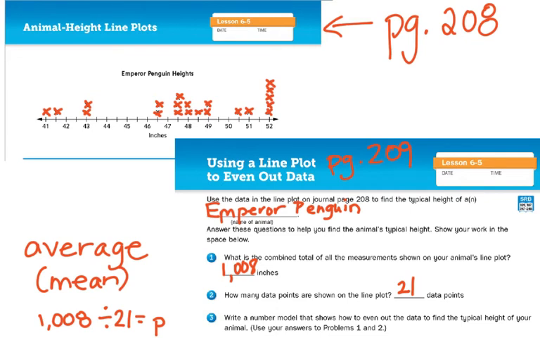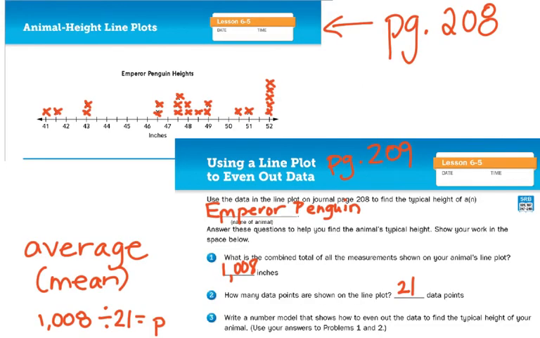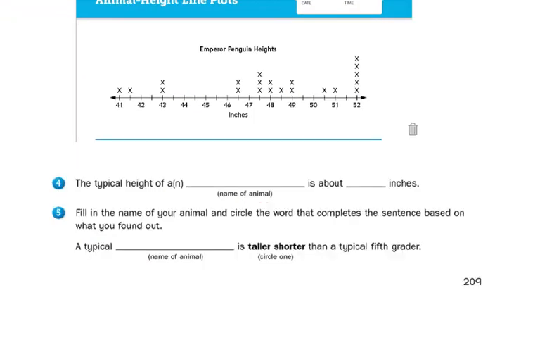I'm going to move to page 209 on my next screen. Whoops. We better go ahead and solve for number 3. I don't think it actually asks us to solve it. So let me go to the next page. The typical height of a blank is about, and we'll just put in penguin.